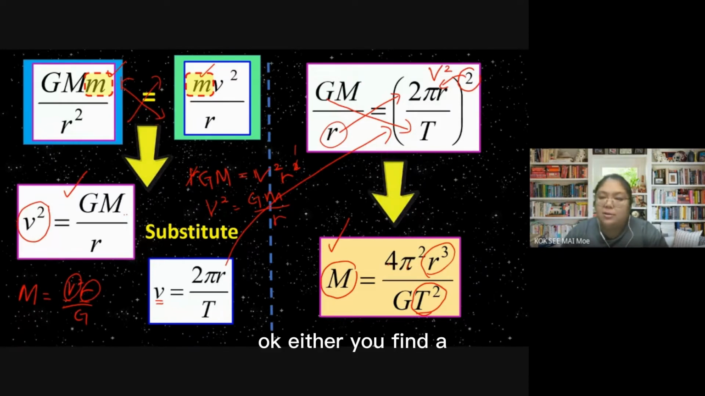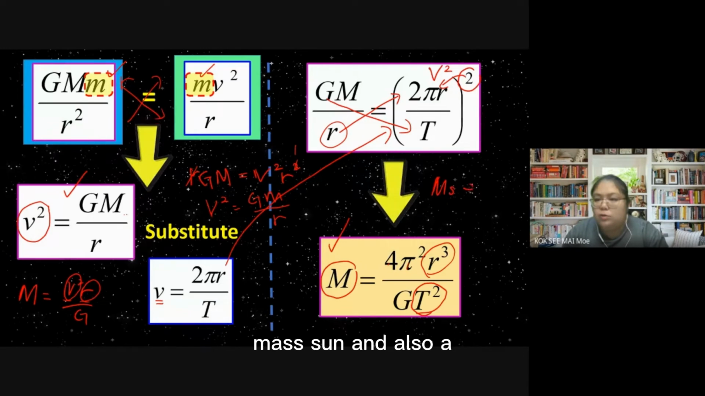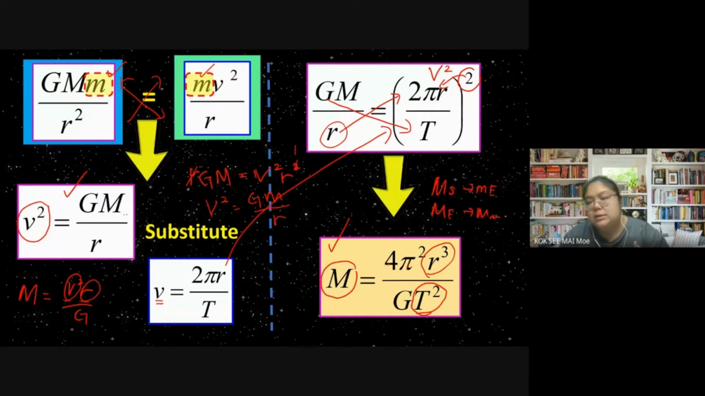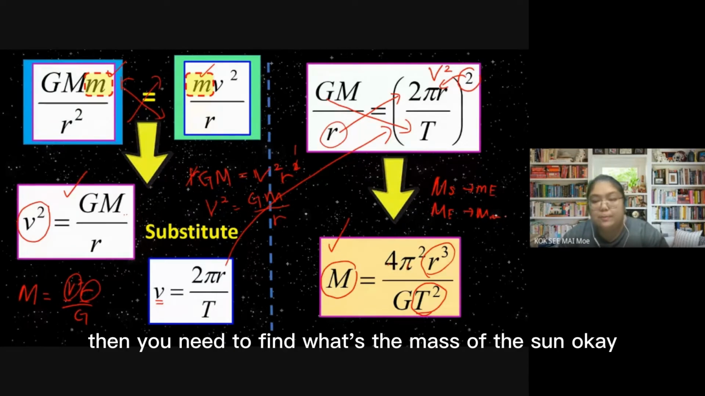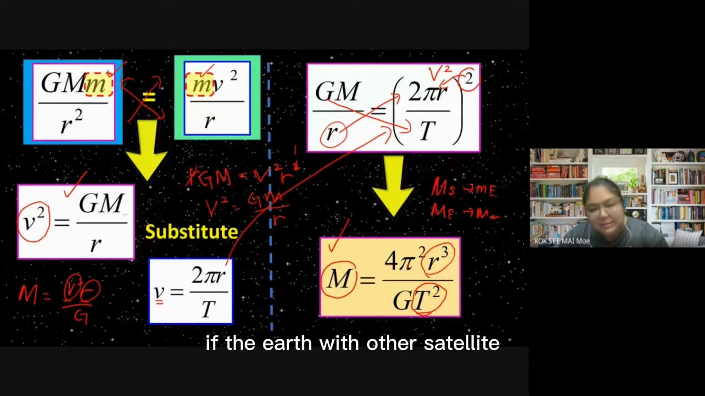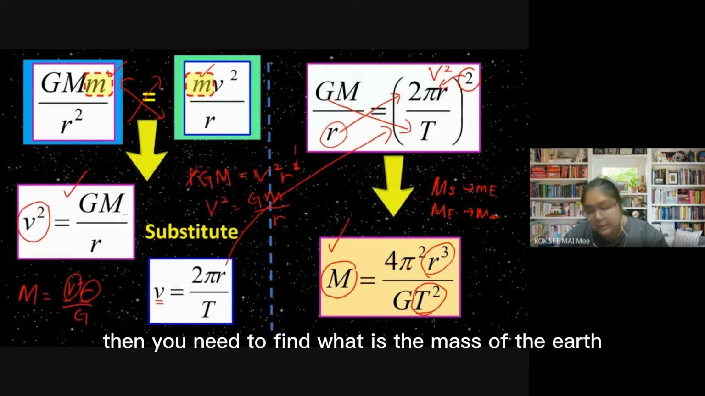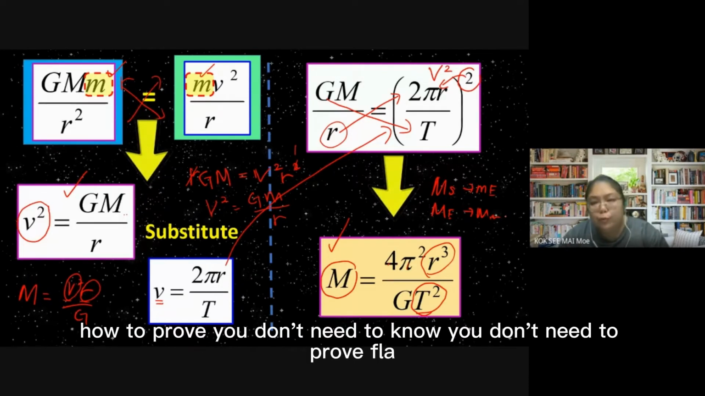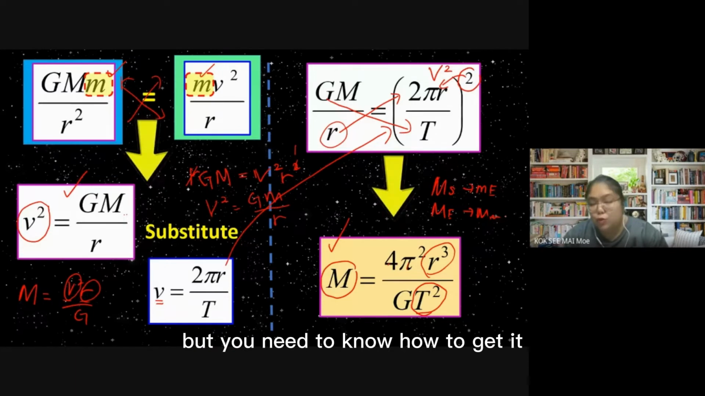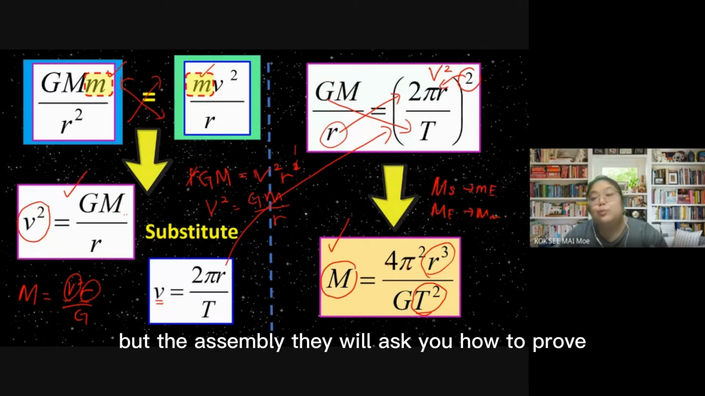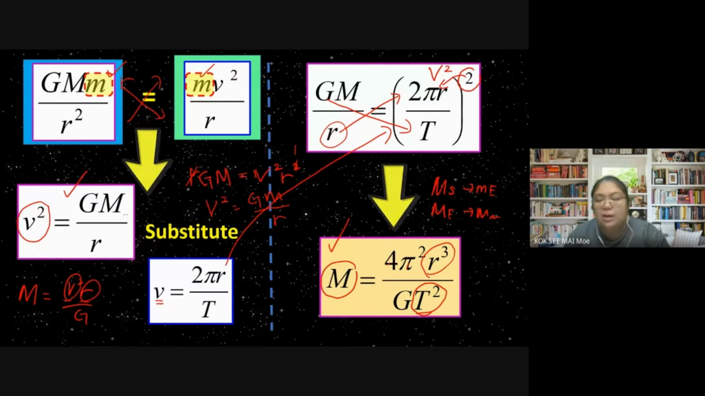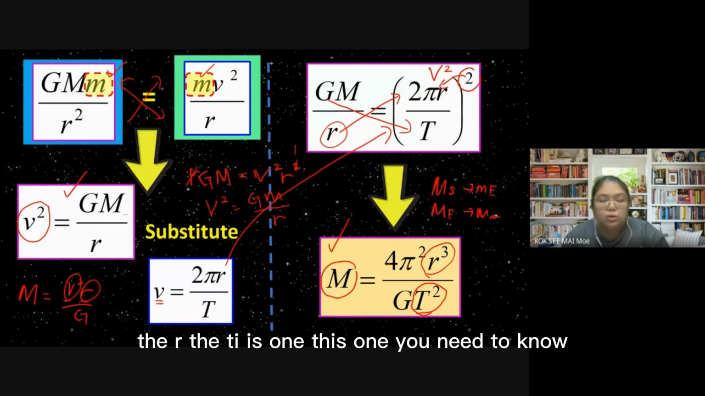Either you find the mass of the sun and also Earth, or the mass of the Earth and the mass of the moon. Both pull each other. Normally with the sun and the Earth, you need to find the mass of the sun. If the Earth with another satellite, then you need to find the mass of the Earth. Okay, so now this is one of the formulas. How to prove it, you don't need to know. You don't need to prove it, but you need to know how to get it. The exam never asks you how to prove. You also need to know what the capital M, the R, and the T are related to.